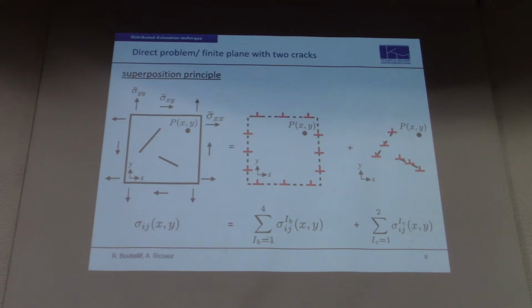So to calculate the strain at arbitrary points, we use the superposition principle of 2 solutions. The first solution is the solution of the stress due to dislocations distributed along the boundaries. And the second solution is the solution of the stress due to dislocations distributed along the crack. So the total stress is the sum of these 2 solutions.